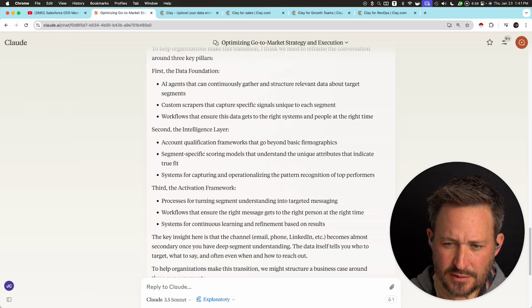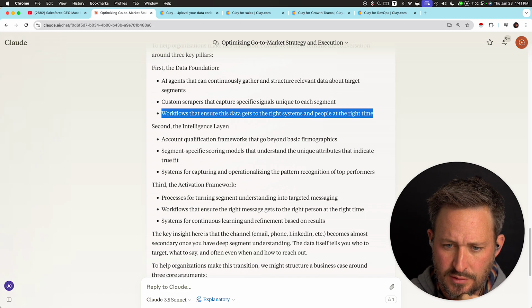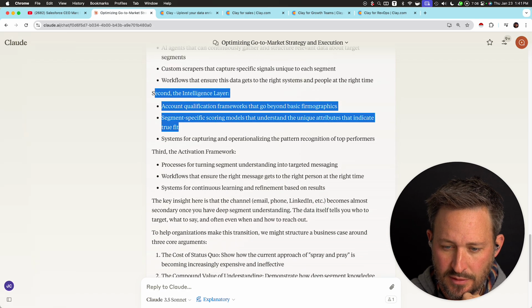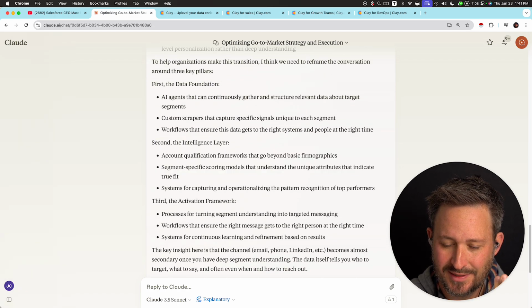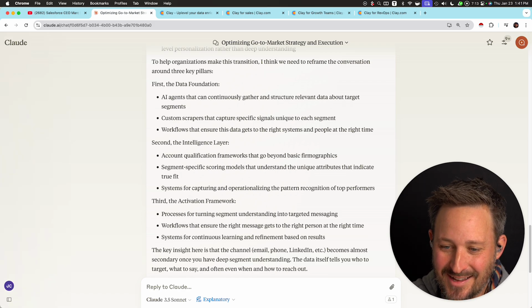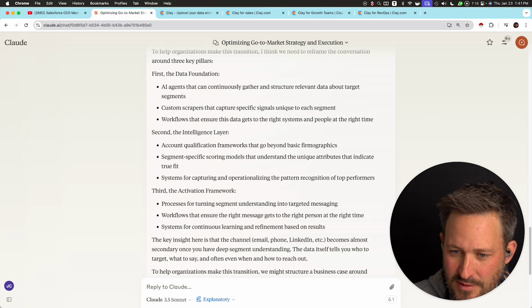This is right. Custom scrapers that capture workflows. The account qualification. The data foundation, intelligence layer. The activation framework. Oh my gosh, DIA. Dead. It should be DOA. Dead on arrival. Goes beyond basic firmographics.